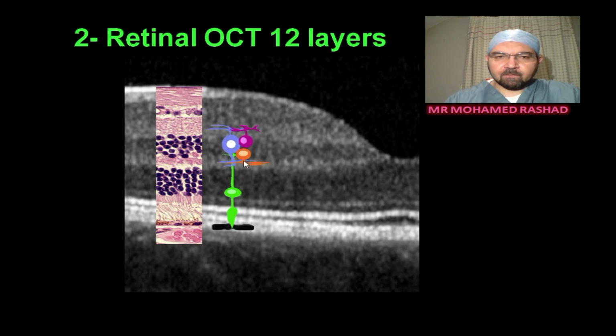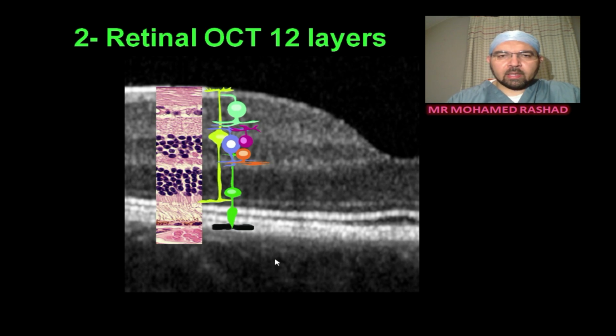Then we will have the bipolar cell and the horizontal and amacrine cell forming the inner nuclear layer. Then the dendrites are making synapses with the ganglion cell layer here. So this is the inner plexiform layer, which is formed of three hyperreflective bands. Then the ganglion cell layer, which is the hyperreflective band, the inner one, and then the nerve fiber layer, which is hyperreflective, and then the internal limiting membrane.